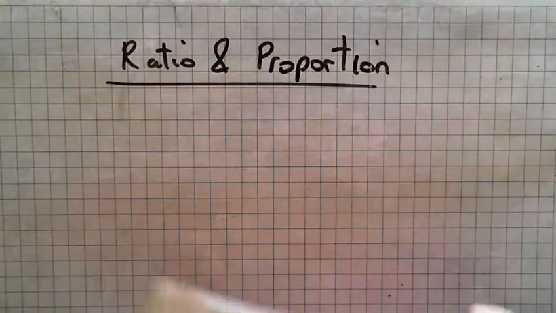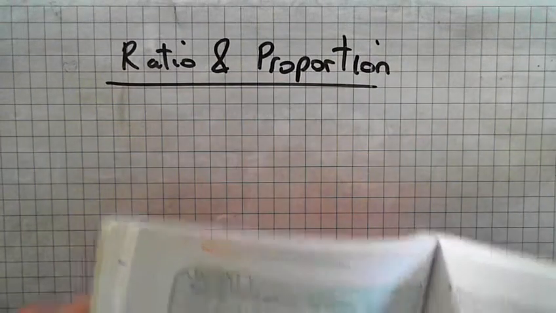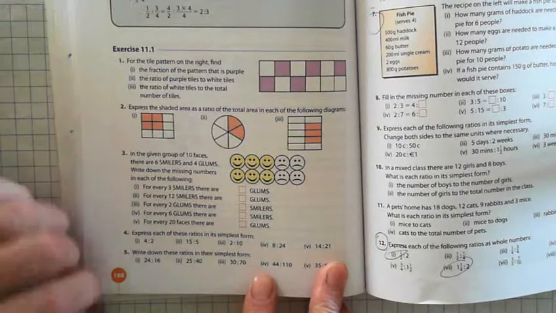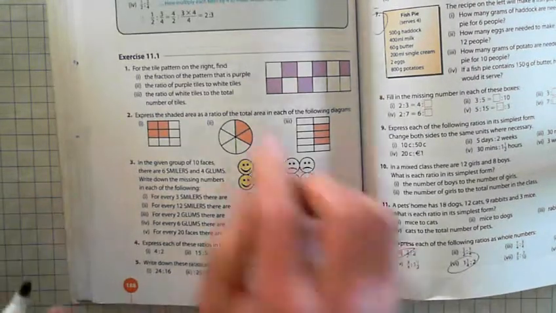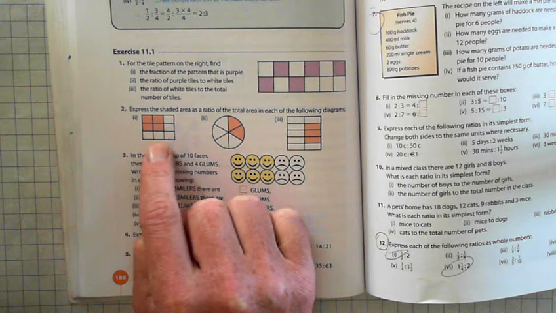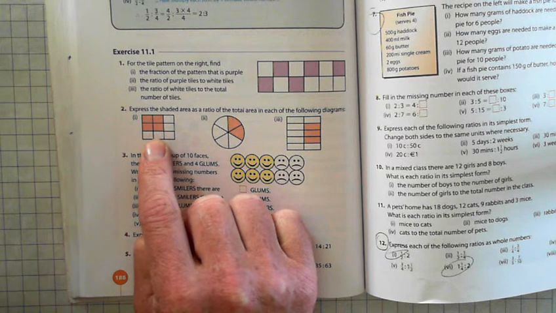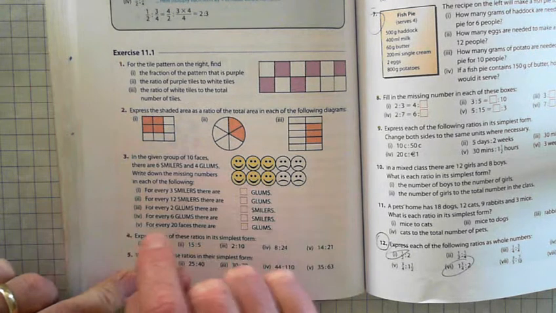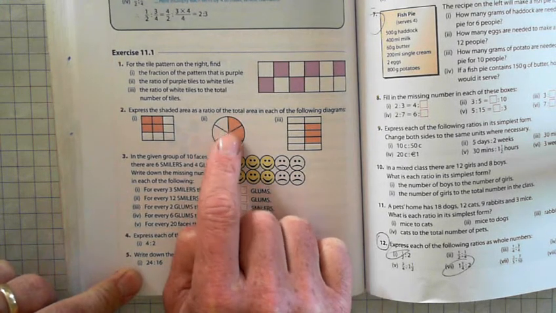You ready? So looking up ratio and proportion. This is ratio and proportion, page 188. Alright, what proportion is shaded here? 4 out of 9 altogether. What proportion is not shaded? 5 out of 9.